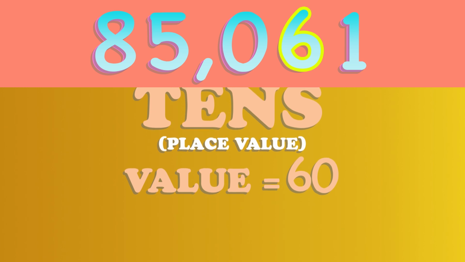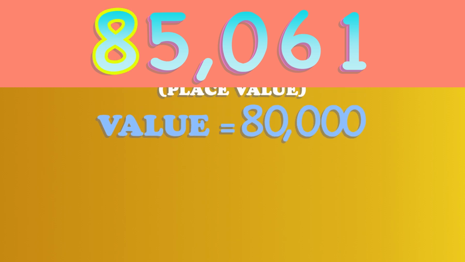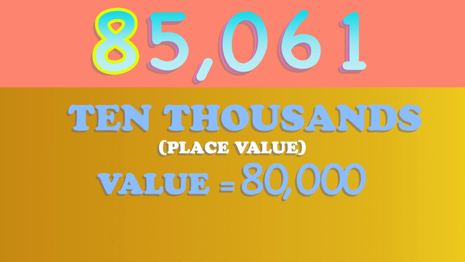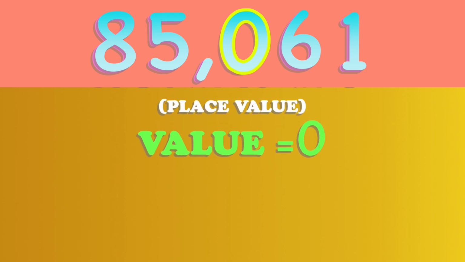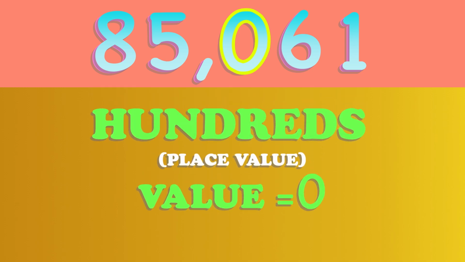What are the place value and value of the digit 8? The answer is 10,000s, with a value of 80,000. What are the place value and value of the digit 1? The answer is ones, with a value of 1. What are the place value and value of the digit 0? The answer is hundreds, with a value of 0.